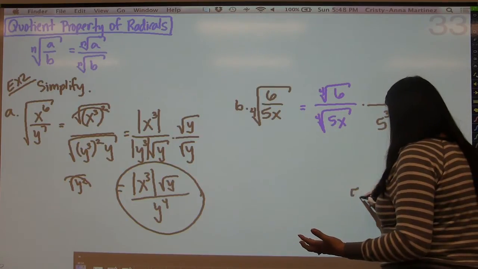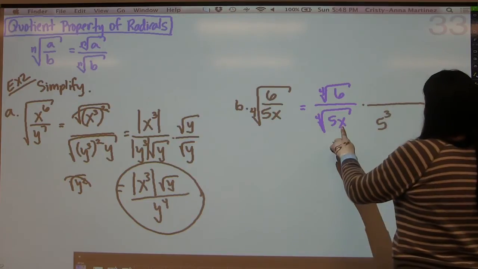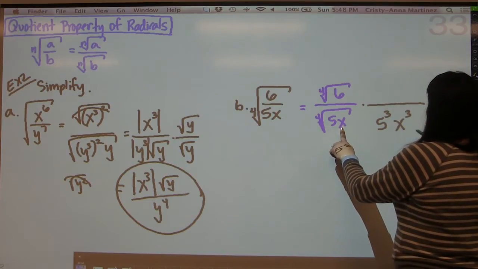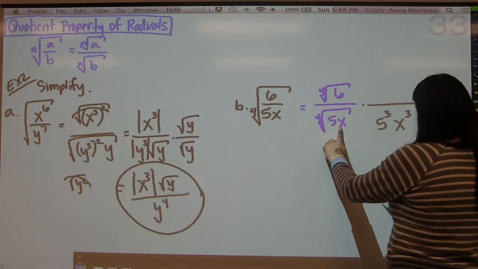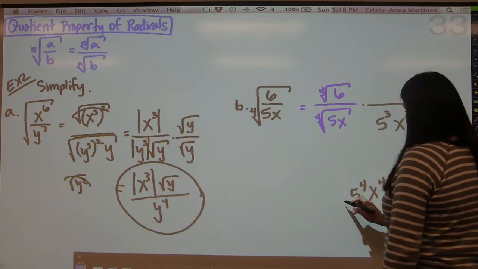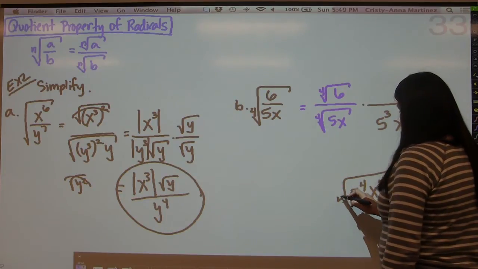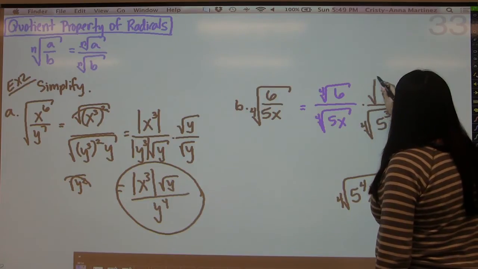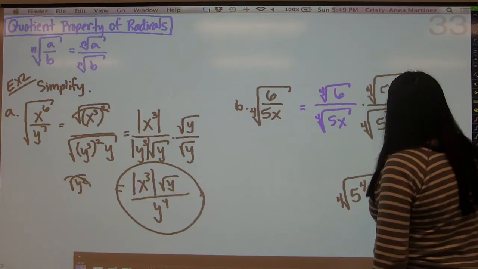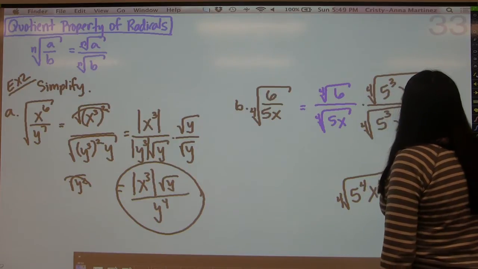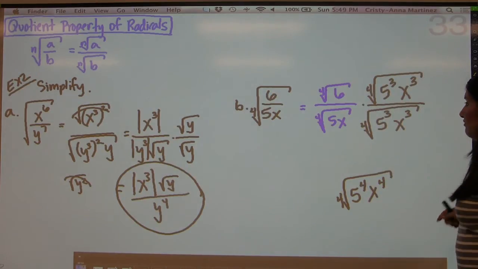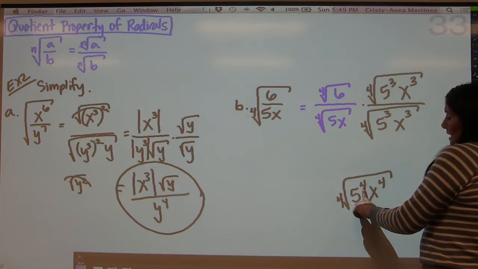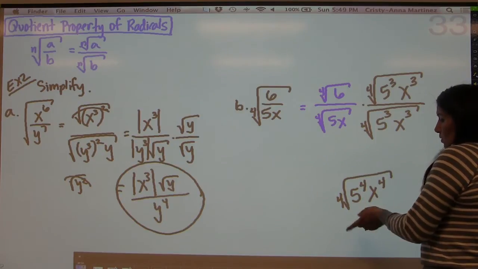Okay, I need x to the 3rd power, because x to the third power times x is going to be x to the fourth power. Like this. And I have to do that on the top and on the bottom, 5 cubed x cubed. So I hope that makes sense how that works. You have to make sure that it has the same exponent as the index, otherwise it won't cancel.